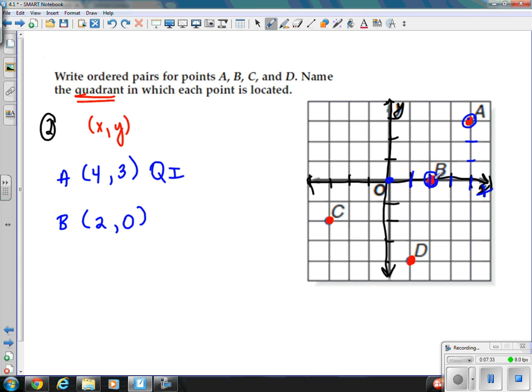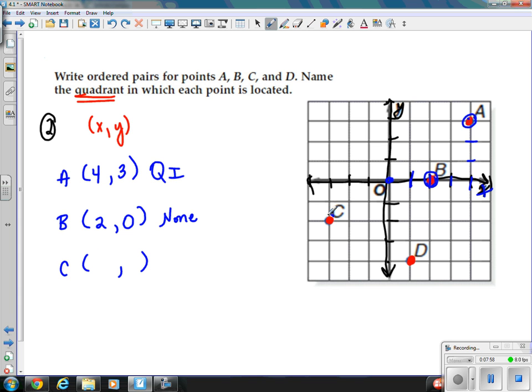Now because B is on the axis, he's on our x-axis, that means he is not in a quadrant. So for his quadrant, we just put none. He's on an axis. Okay? Then for our point C, once again, make our ordered pair.